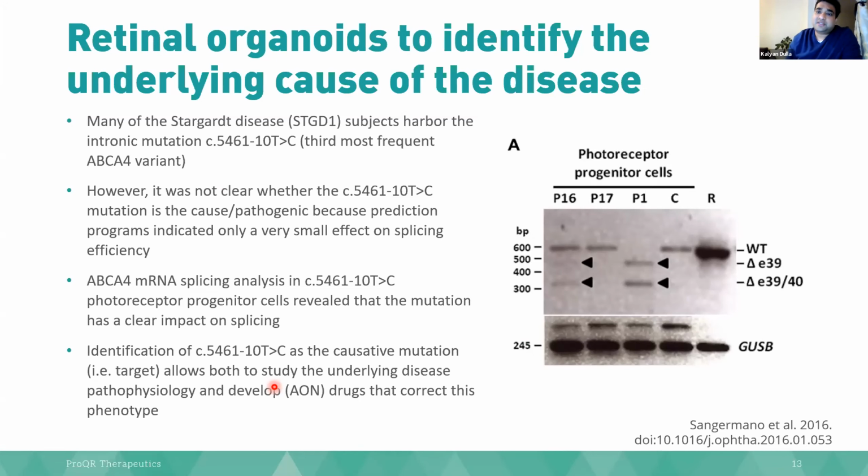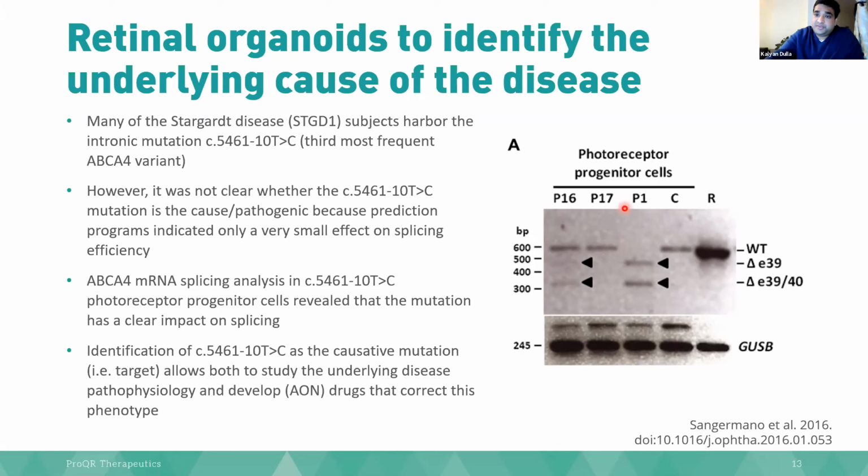Next, a brief example where retinal organoids were used to identify the underlying cause of the disease. Many of the Stargardt disease subjects harbored this ABCA4 mutation, C5461-10T2C. This is in fact the third most frequent ABCA4 variant in these subjects. However, it was not clear whether this mutation is the cause of the disease because the splicing prediction programs indicated only a small effect on splicing efficiency.